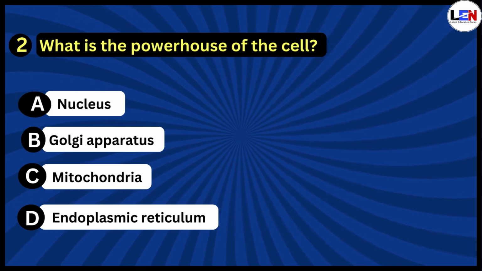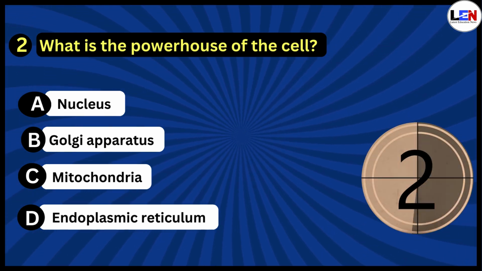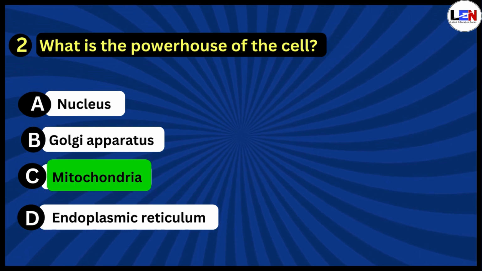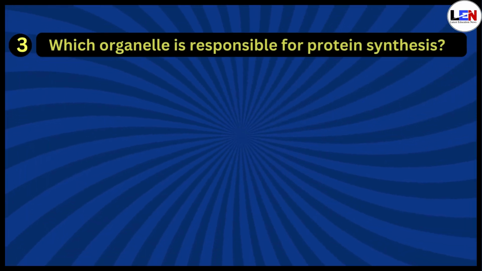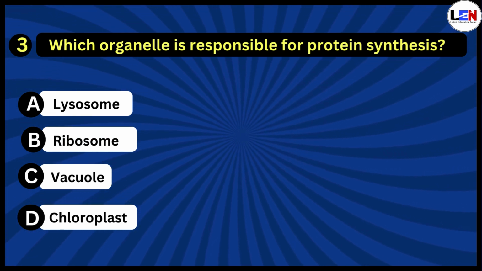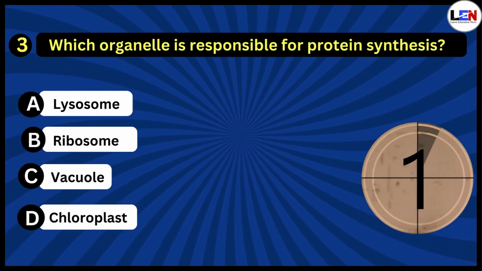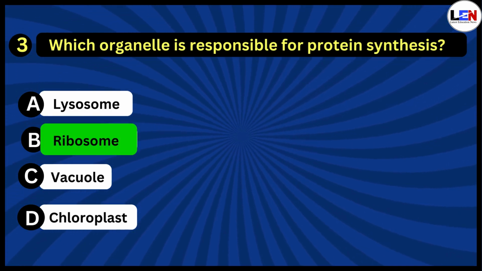What is the powerhouse of the cell? A. Nucleus. B. Golgi apparatus. C. Mitochondria. D. Endoplasmic reticulum. The correct answer is option C. Mitochondria. Which organelle is responsible for protein synthesis? A. Lysosome. B. Ribosome. C. Vacuole. D. Chloroplast. The correct answer is option B.